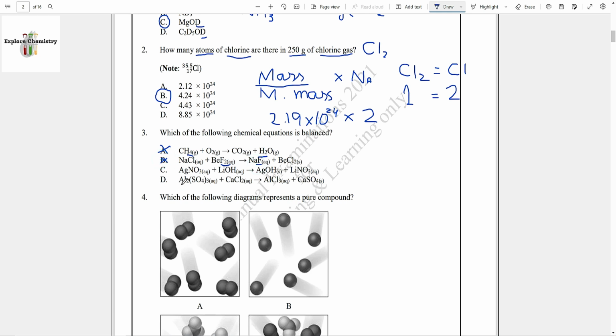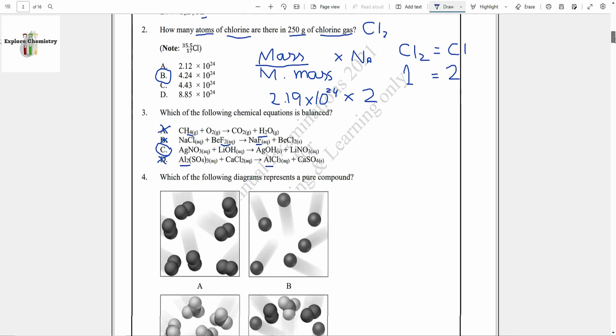In the third equation, if you see all the elements, oxygen 3, nitrogen 1, lithium 1, OH 1, all the elements are balanced, so this one is the balanced equation. In equation number D, aluminium is 2 here and here aluminium is 1, so it is also not a balanced equation.